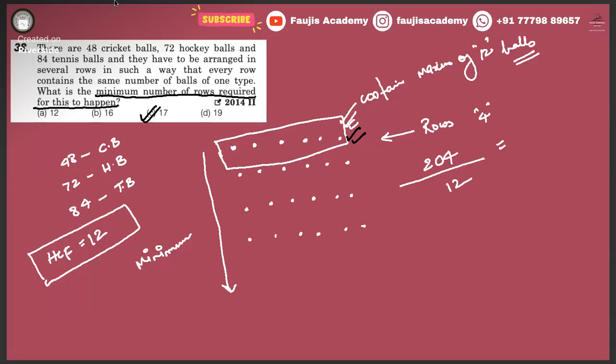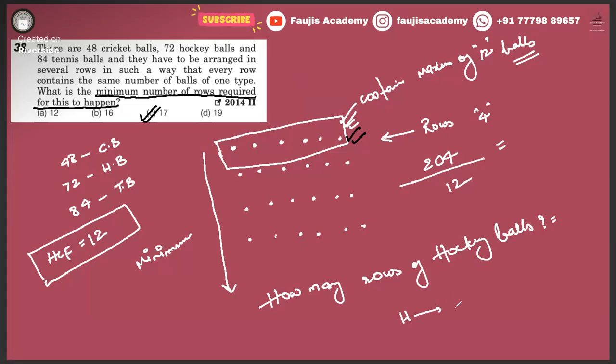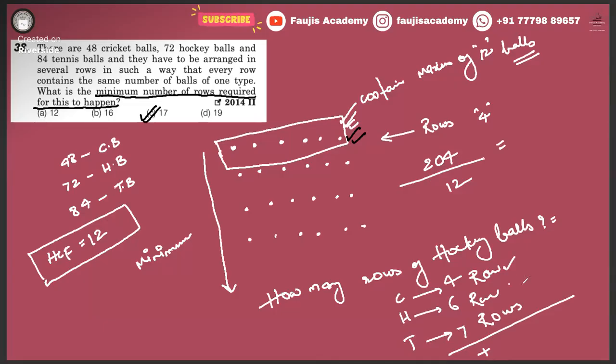Okay, Preeti, you tell me how many rows of hockey balls will be there? 72, sir. How many rows of hockey balls? 6 rows, sir. Right. For hockey ball, there are 6 rows. For cricket ball, how many rows? 4 rows, sir. And for tennis ball, how many? 7, sir. Add all this. How much is that? No, you are still in the previous one. I'm asking now, add all these. You did not answer, so the question changed.